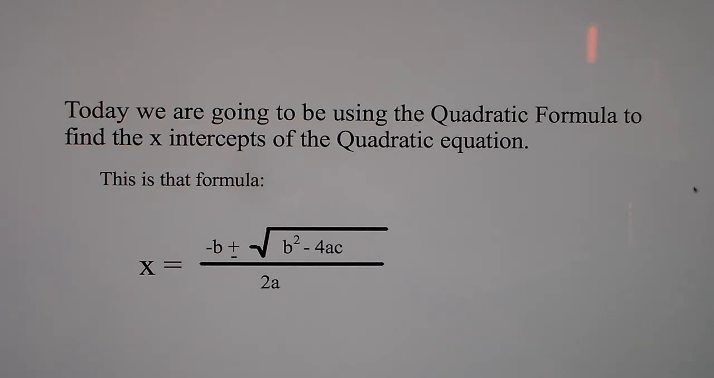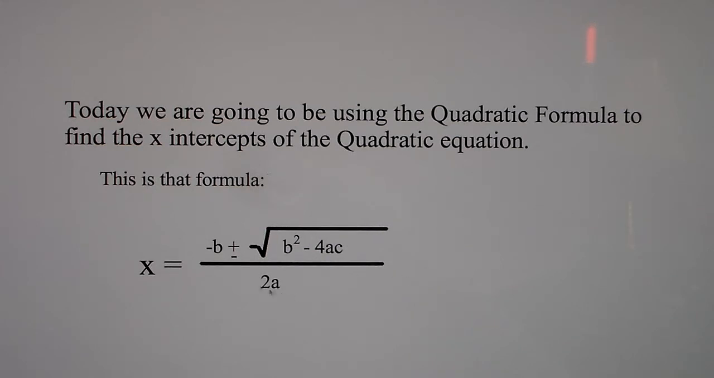Well, x-intercepts means where the graph crosses the x-axis. That's what we're going to be using in this case for a little bit. The formula that we're going to be using is x equals negative b plus or minus the square root of b squared minus 4ac, all over 2a. So the entire thing is divided by 2a. So we're going to use this formula here.